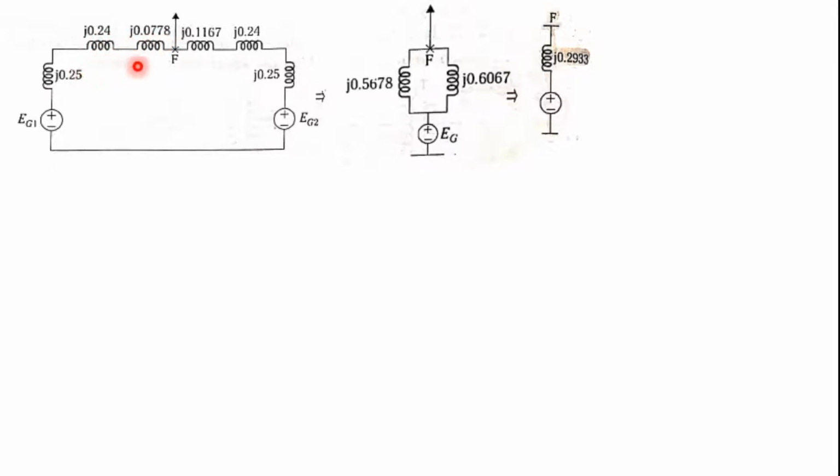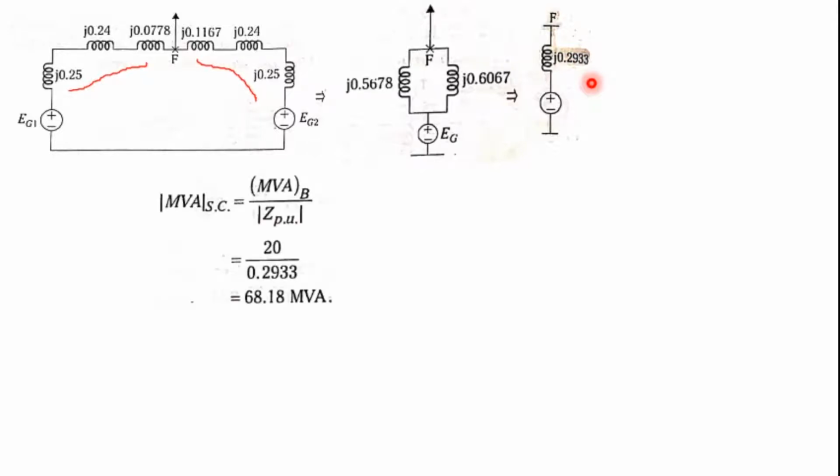So the effective value will come in series. These values 0.1167 and 0.24 plus 0.25 are connected in series. Then comes the parallel combination. All these values are coming in series. Again, these values are connected in series. At this point it is parallel. So this value is 0.5678 and 0.6067. These are connected in parallel, so the effective value will become 0.2933.